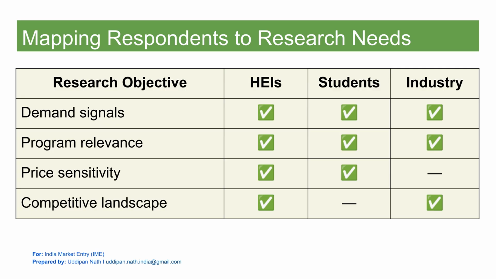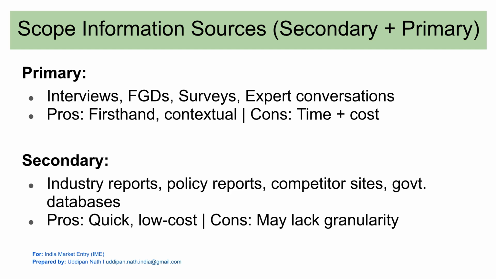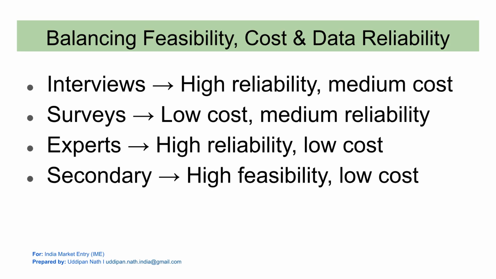This table maps research objectives to the relevant respondent groups. For example, demand signals and program relevance require input from all 3 groups: HEIs, students, and industry. Information sources include primary data, such as interviews and surveys, which offer first-hand context but are time and cost-intensive. Secondary data, such as industry reports, are quick and low cost but may lack granularity. When balancing feasibility, cost, and data reliability, consider that interviews offer high reliability at a medium cost, while surveys are lower cost but offer medium reliability.